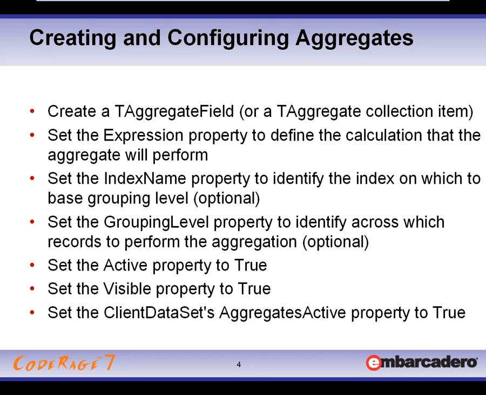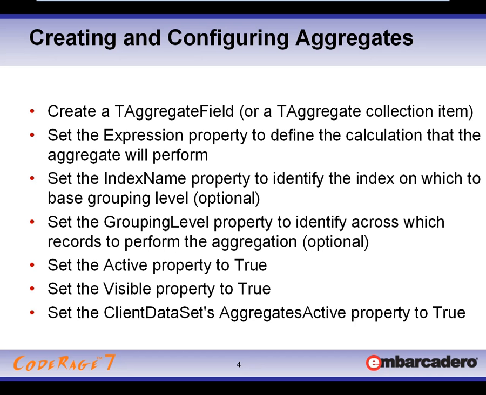So after you set the expression property, you'll also have to select the index to identify how the aggregate is going to be performed. Now, if you're performing an aggregate across all the records in your data set, an index is not required. For instance, let's say that you have 30 records and they all have a number that you want to summarize. You want to get the total, the sum of that particular number. In that case, you don't have to select an index name.